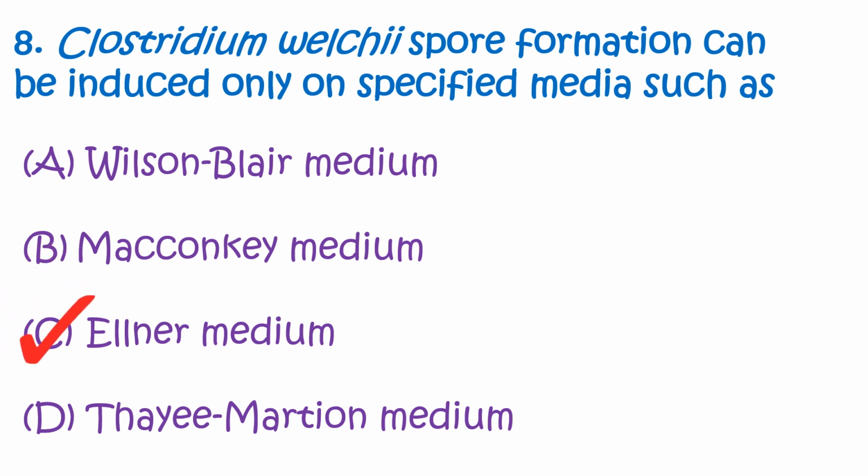So this Clostridium is one of the species where the medium has to be rich in protease, peptone, and yeast extract. So the Elner medium here becomes the right answer as it is rich in the protease, peptone, yeast extract, and also the carbohydrate source, which is essential for the spore formation. The strains of Clostridium, such as Welchii, vary in their ability to form spores in glycerol and inulin broth. Thus, Elner medium is the right answer.